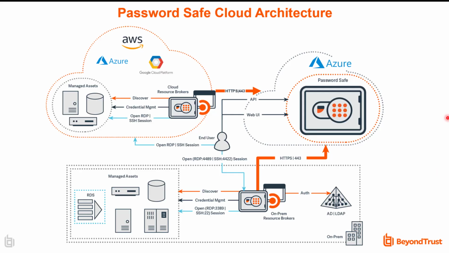Reviewing a quick architecture diagram, this will be us, the end user, and we'll be making API calls to the PasswordSafe appliance that's hosted in Azure. And PasswordSafe uses a technology called resource brokers. If you see here, there's a cloud resource broker, and down here there's an on-prem resource broker. And these are how PasswordSafe connects into that data center or into that cloud infrastructure.